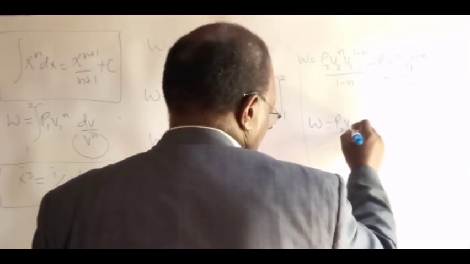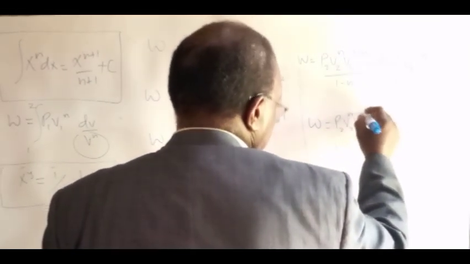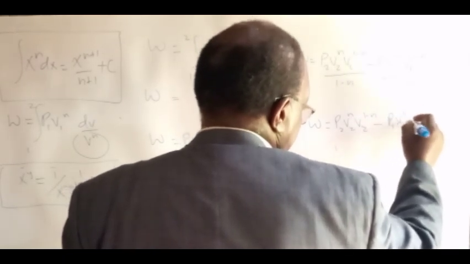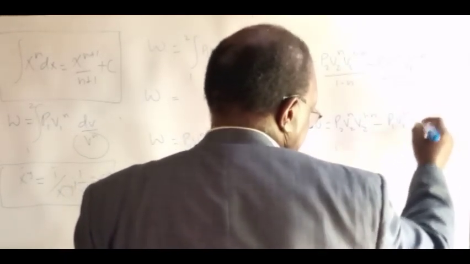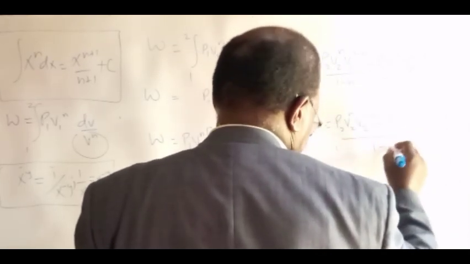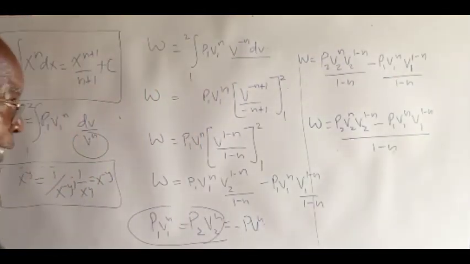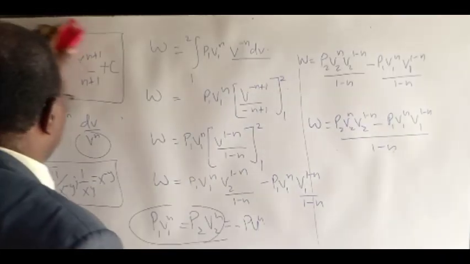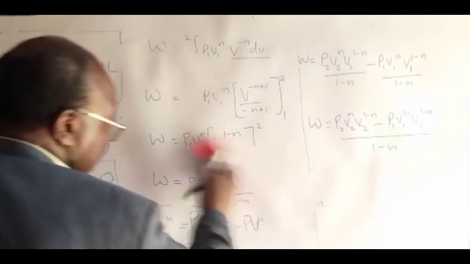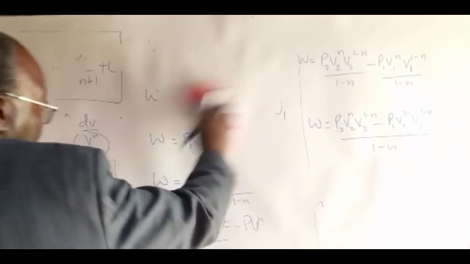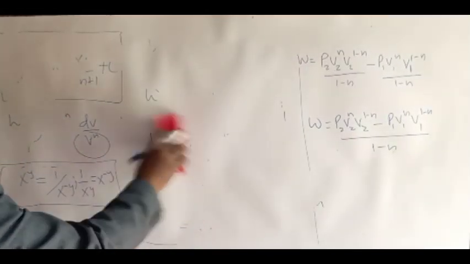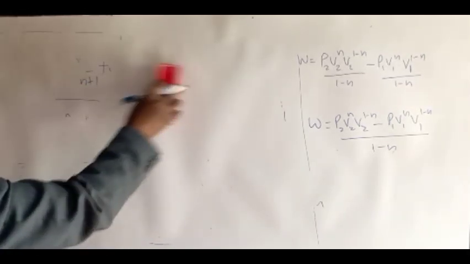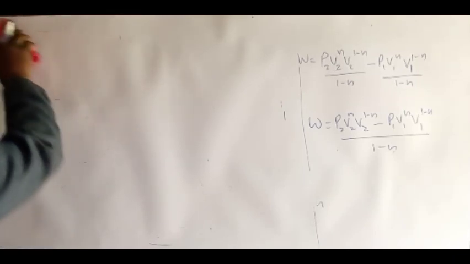So that W basically is P2 V2^n V2^(1-n) minus P1 V1^n V1^(1-n), and of course over 1 minus n. Let us simplify this expression here. We use the laws of indices. It becomes very handy, and simplification there is very handy for us. So let's use the identity which we are all familiar with.